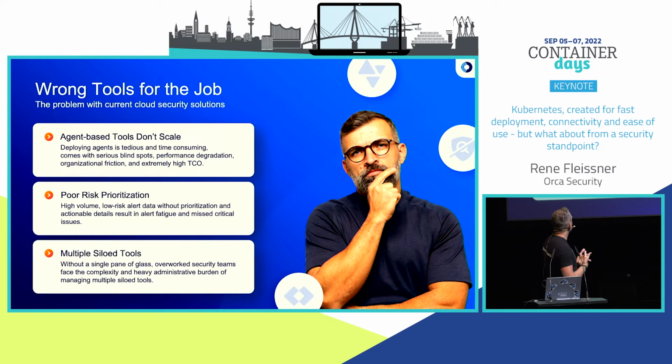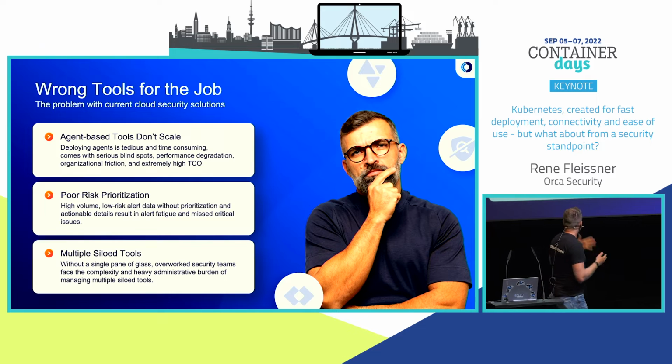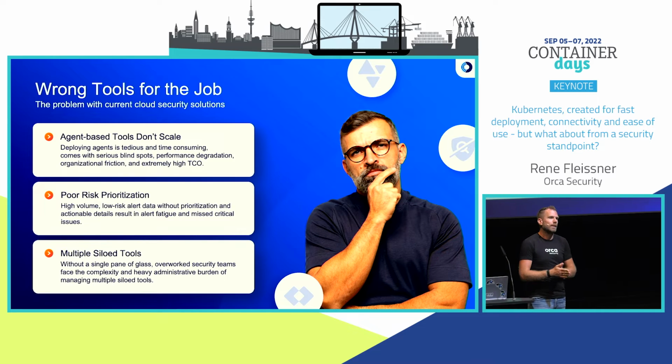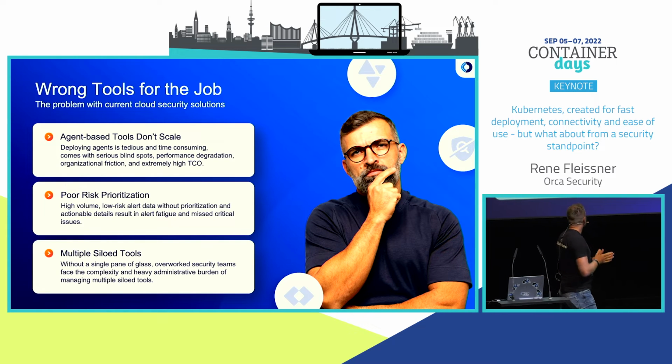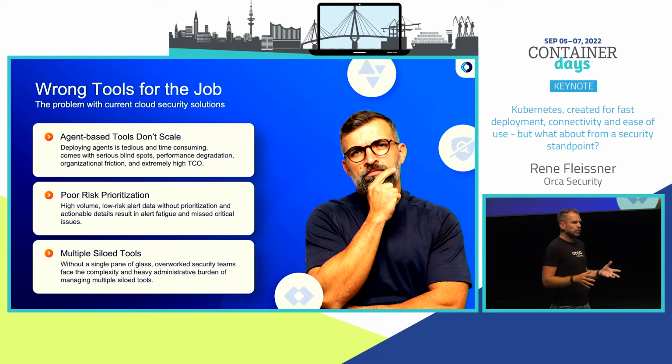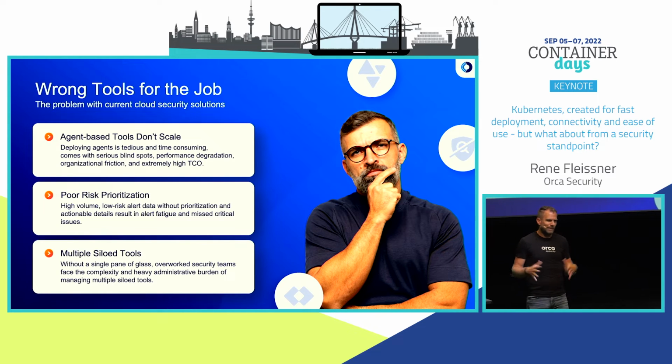And here, we from Orca say, okay, agent-based tools don't scale. The next thing, which also relates to the expert shortage, is poor risk prioritization. If you get 1,000 alerts, it will not help you, because what are the 5 most important that you can handle? What are the 10, 15 alerts that you will handle in the next few days, and the rest you don't have to care about? And multiple silo tools. You need one pane of glass where you see everything: the configuration, the compliance, your containers, your images, and also the underlying infrastructure, because there is compute under it, otherwise you cannot run things.